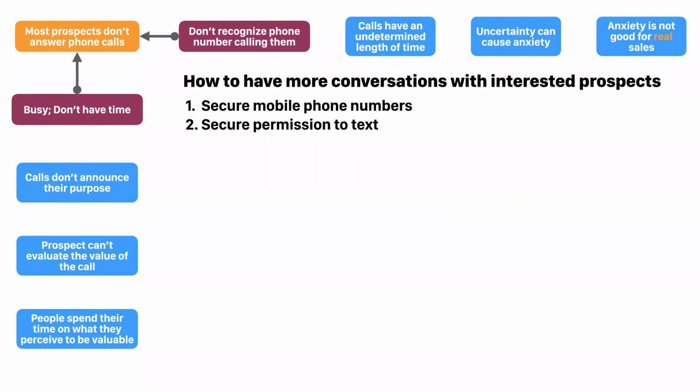So these 2 prerequisites are really important because we want to be able to text them. We have to secure the phone numbers when we're getting the leads, and we also have to secure permission to text when we're getting the leads. We talked last week about a few ways that you can go about doing that. So go back to last week. That replay should be available today.